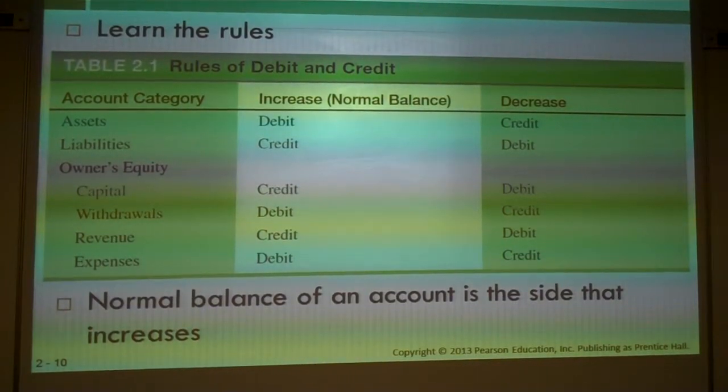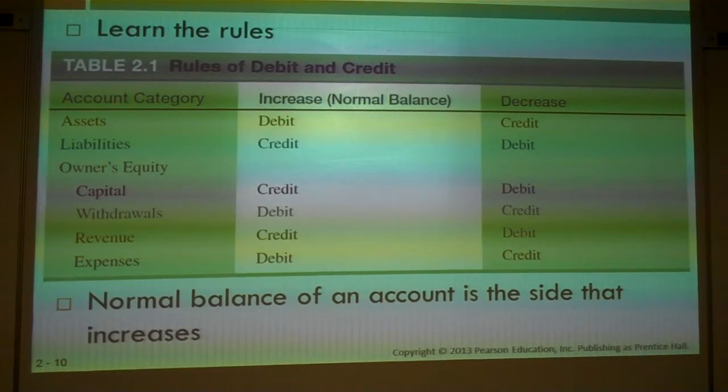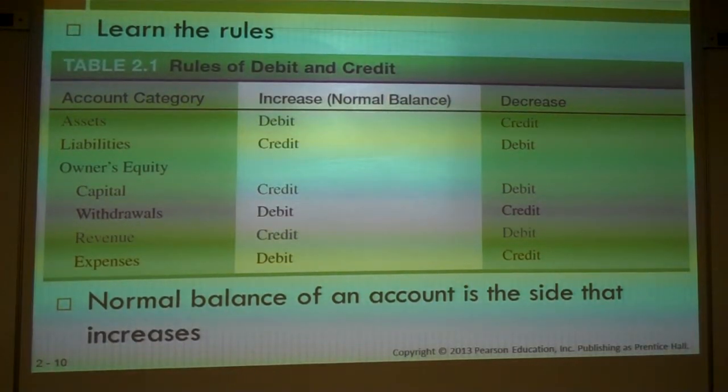What is the one that you should memorize today? Because it's involved in about 80 to 85% of your transactions. Cash. So we increase cash on the left side, the debit side. We decrease cash on the right side, the credit side. That one will get you through for a while, and then it'll start making some sense.